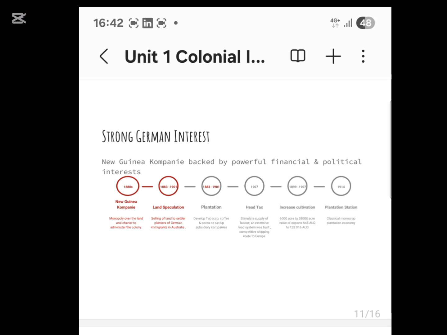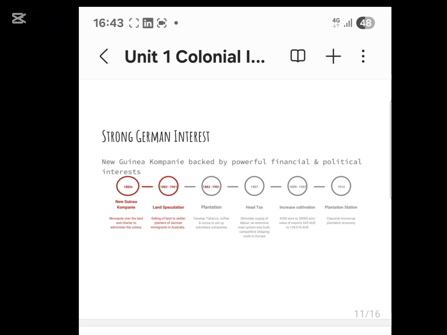During 1883 to 1901, that interest was shown through what is called land speculation, interest in buying and investing in land. Germany started to sell land to white settlers, trying to attract them to come in and invest in the land, especially agriculture. In Papua territory, you did not see that. You saw gold prospectors coming in. In German New Guinea, they call it land speculation.